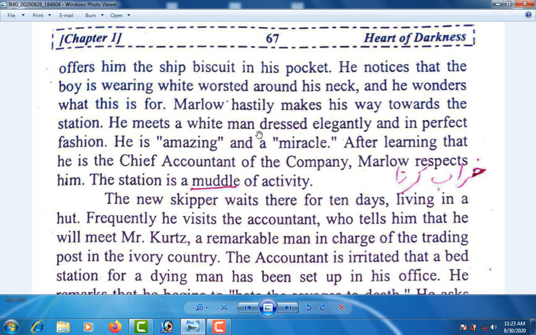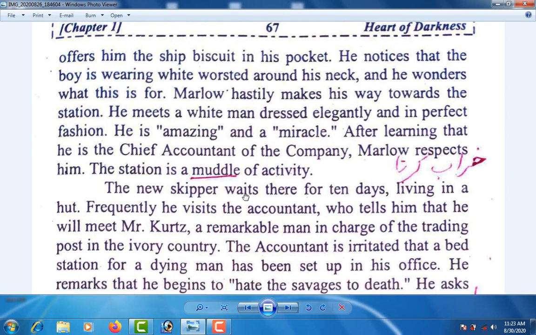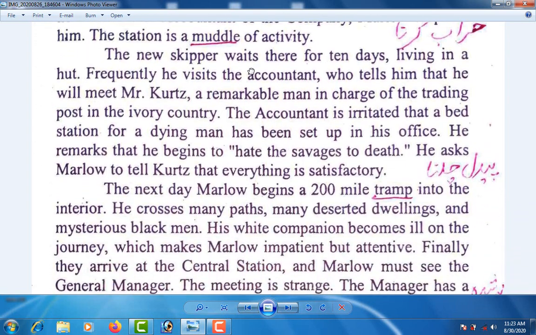He meets a white man dressed elegantly and in perfect fashion. He is amazing, a miracle. After learning that he is the chief accountant of the company, Marlow respects him. The station is a model of activity. The new skipper waits there for 10 days.